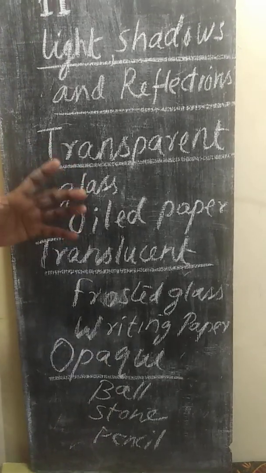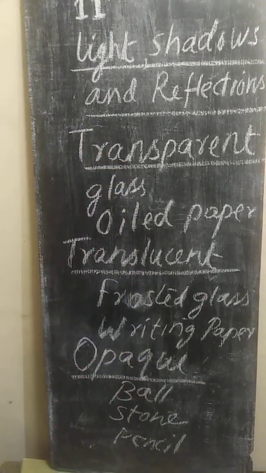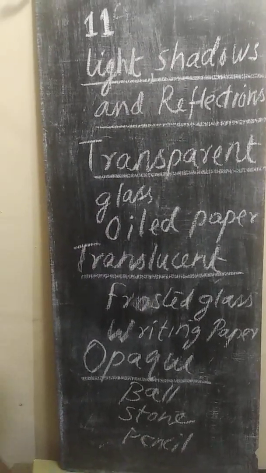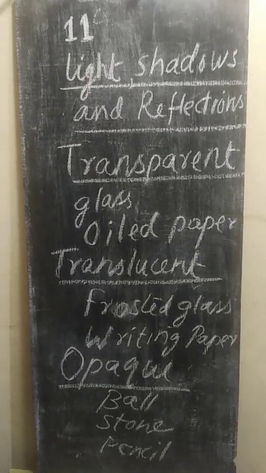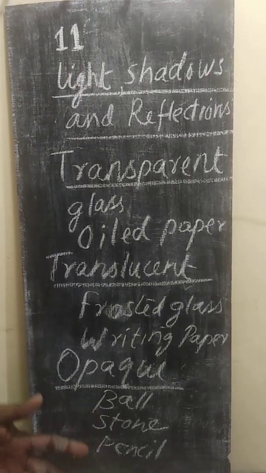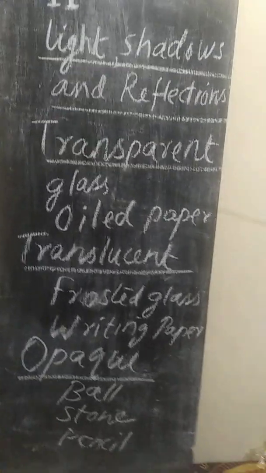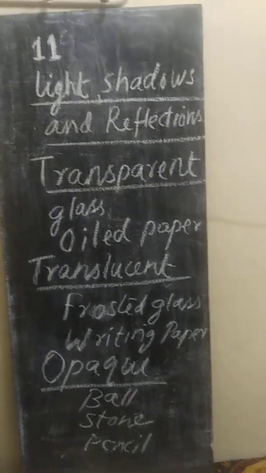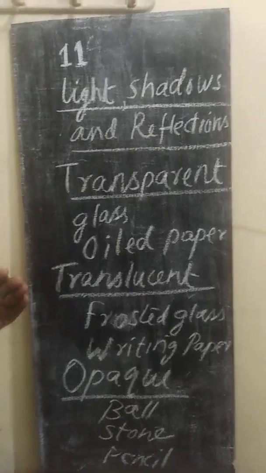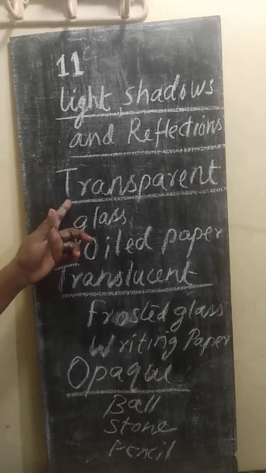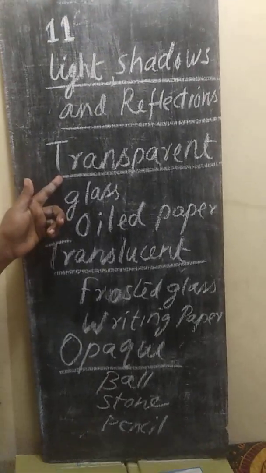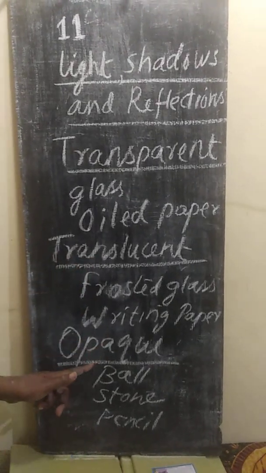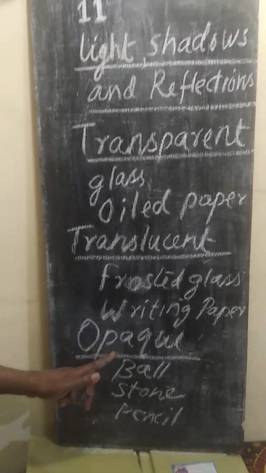There are so many examples for these different types of materials, but we discussed only a few, and some more examples are given in your textbook, in an activity on page number 108. There you are asked to classify the objects into transparent, translucent and opaque. So you can see different examples given in the textbook. Transparent objects are objects which allow complete light to pass through. Translucent objects allow light only partially, and opaque objects are materials which do not allow any light to pass through.